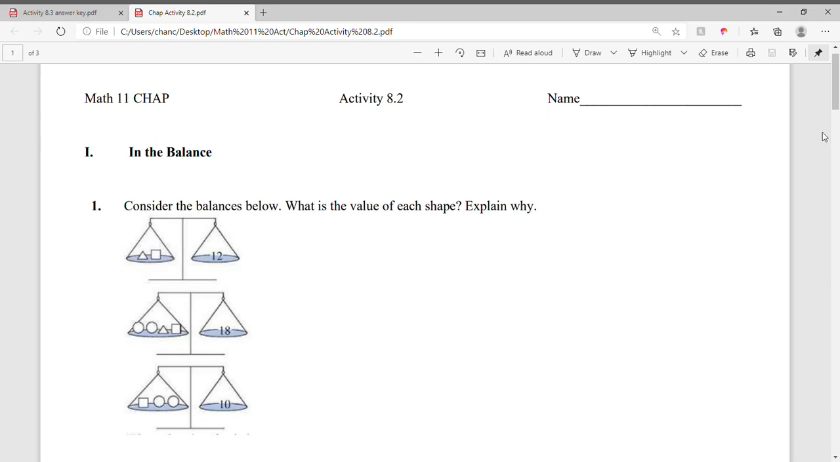Let's start section 8.2 today. Consider the balances below. What is the value of each shape? Explain why. I want you to pause the video and try to solve for the value for a triangle, a square, and a circle.